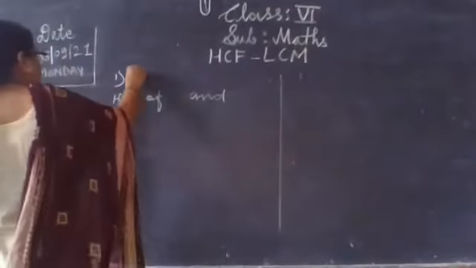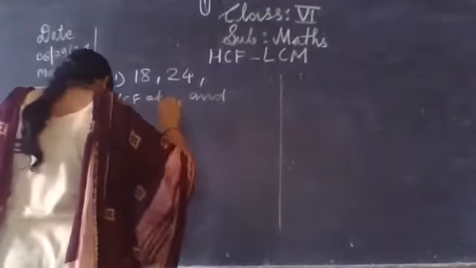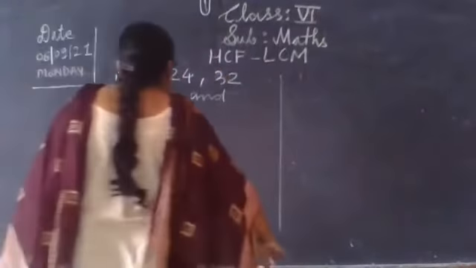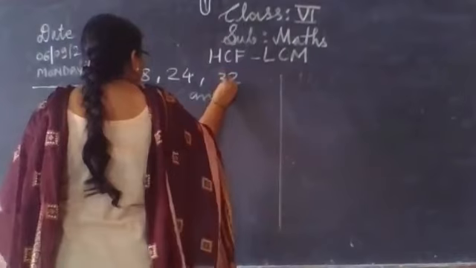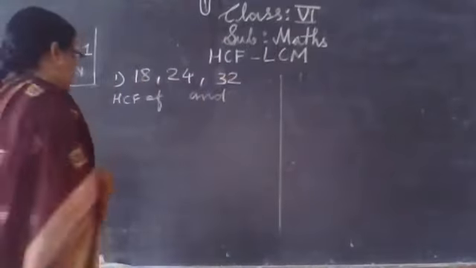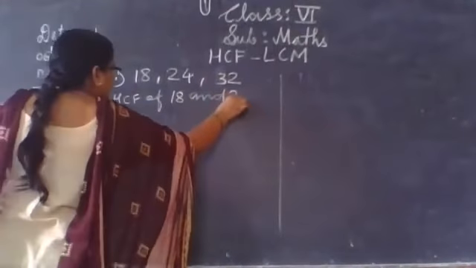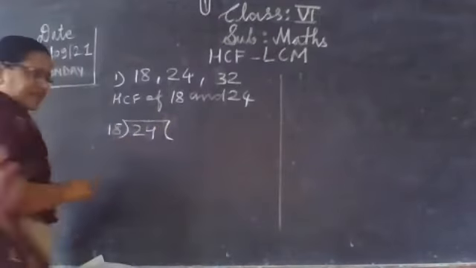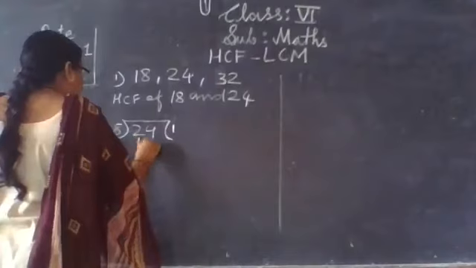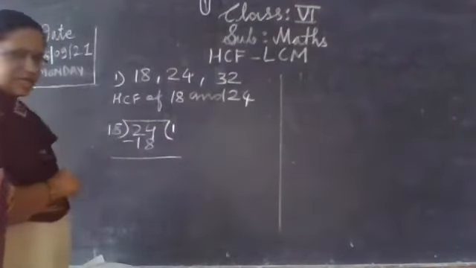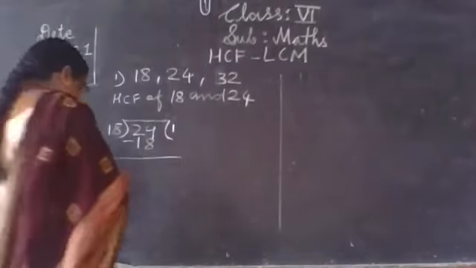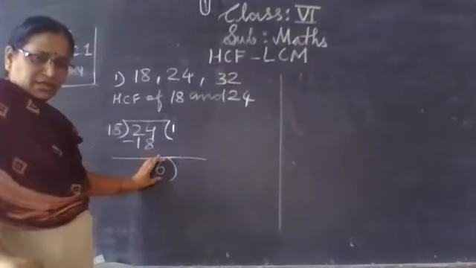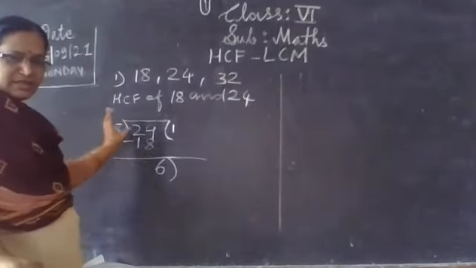So here we are taking 18, 24 and 30. First we will find the HCF of 18 and 24. So we are taking these two numbers. 18 ones are 18, 18 twos are 36, so we will take 18 ones are 18. 24 minus 18, 6. This remainder becomes the divisor, and this divisor becomes the dividend.